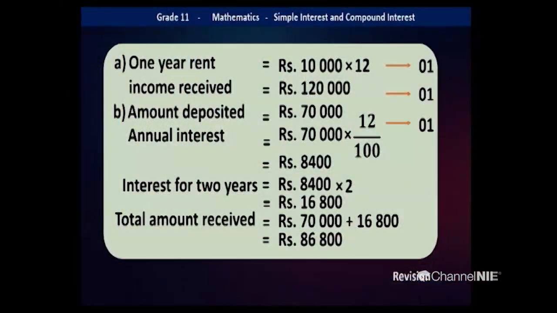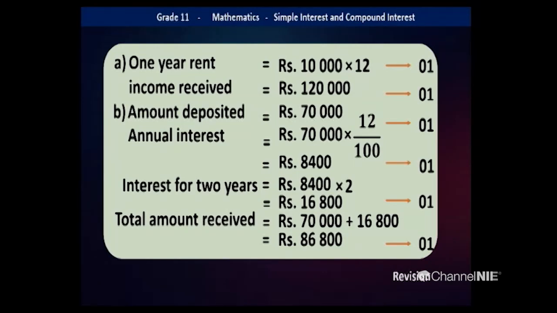After that, amount deposited, our investments. You invested that income in 2 places, 70,000 into 12 upon 100. For that they get 1 mark, and the answer 8,400, 1 mark. After that, interest for 2 years, 8,400 into 2, 16,800, 1 mark. Then 70,000 plus 16,800, altogether 86,800, 1 mark.